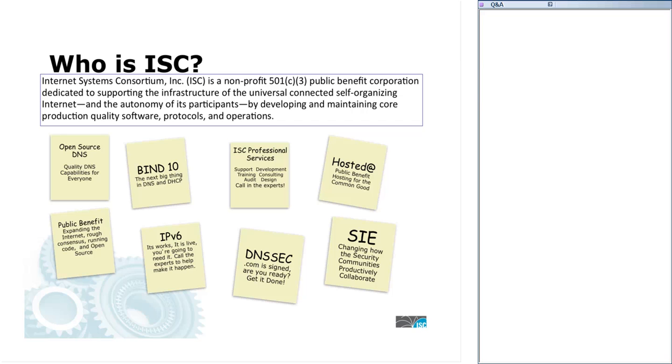which stands for Secure Information Exchange, and that's a platform on which security professionals can exchange data about attacks, botnets, various security concerns, and they can view collections of aggregate data from other people's security feeds that they provide. So that's a really great service for security professionals.